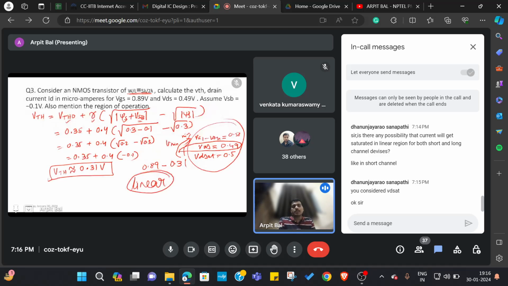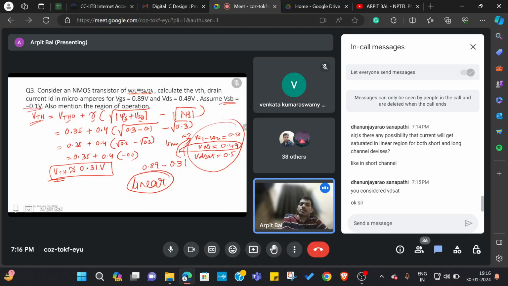In the next question, we need to consider the body effect because VSB is non-zero. The first thing we figure out is VTH. Based on the working equation mentioned earlier, VTH is VTH naught plus gamma times the square root of mod psi s plus VSB, minus the square root of mod psi s. You figure out what VTH is, and once we figure out the VTH, we proceed the same way.